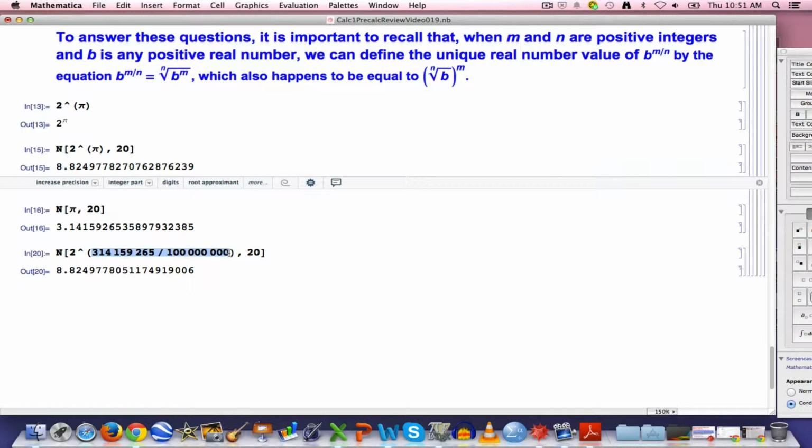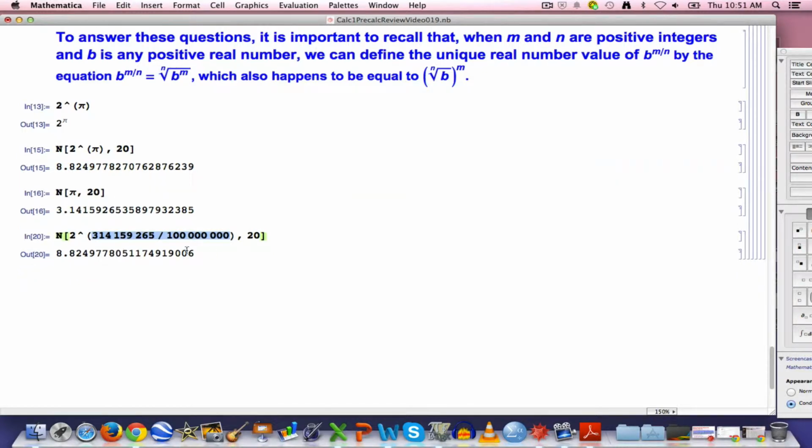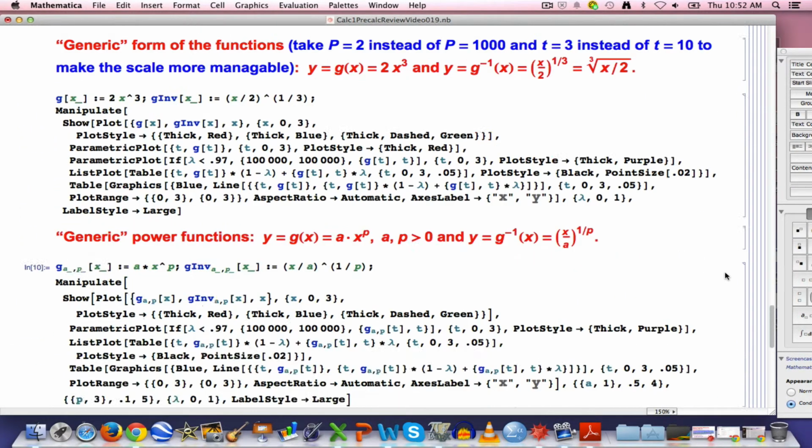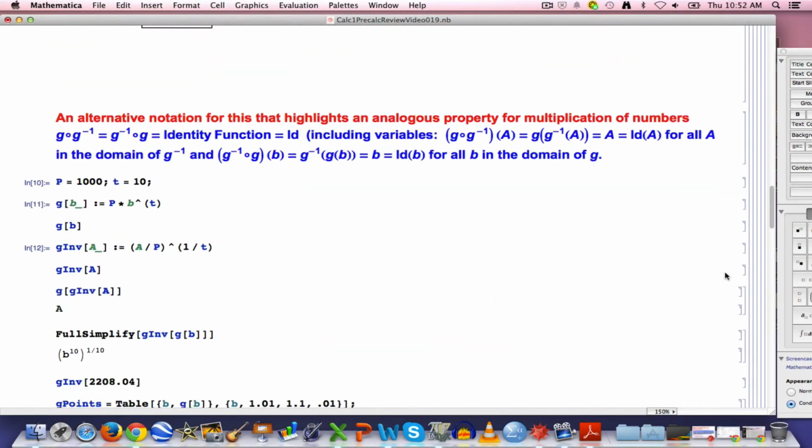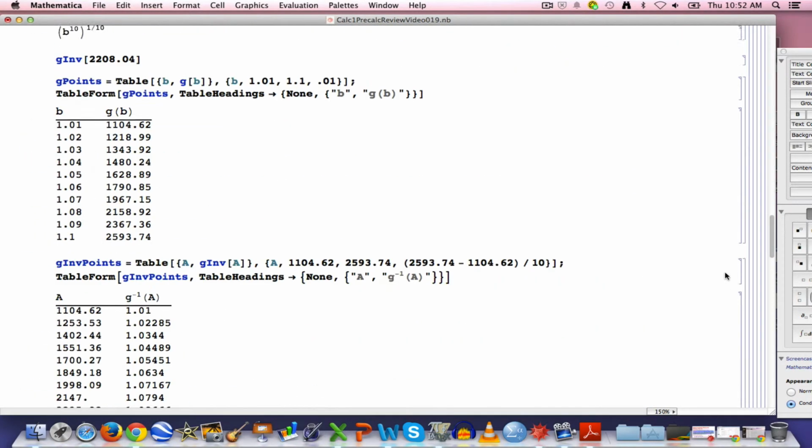In each case here you have a rational exponent. So this is really like, what would this be? The 100 millionth root of 2 to the 314,159,265th power. Okay? Mathematica can compute that very quickly. Pretty amazing. All right, on to thinking about relationships between different interest rates for a different number of compounding periods.